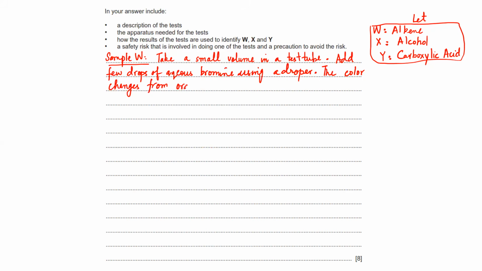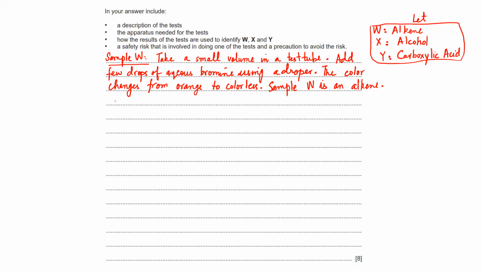the color changes from orange to colorless. Okay, so this basically shows the presence of an alkene, so sample W is an alkene. Again remember that with aqueous bromine and alkenes, it's always better to wear a face shield or face mask, because bromine gas is very detrimental to health if breathed in.